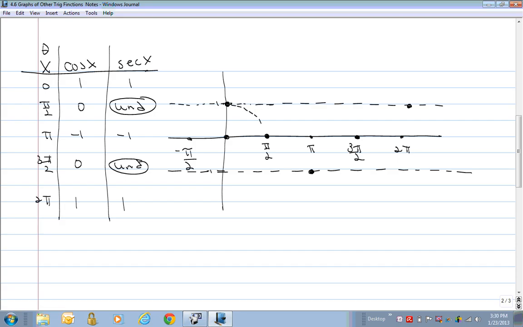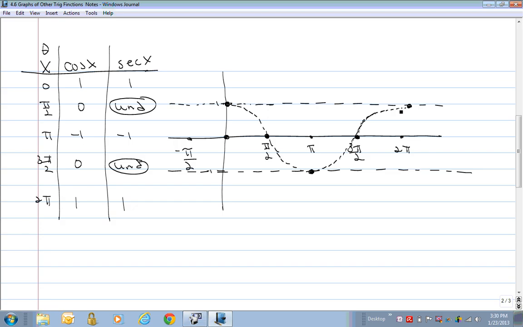And remember I said to dash it in? Okay, so our cosine graph looks something like that. I kind of messed that up right there, but you get the picture, you get the idea.